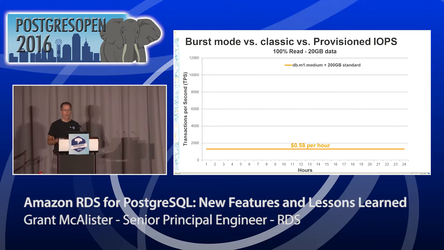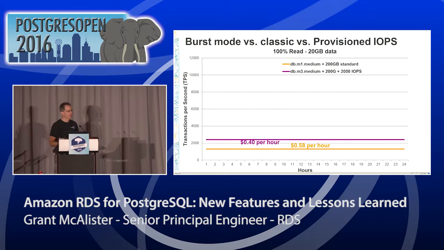So I ran a bunch of benchmarks to see the price performance of these models. I ran a benchmark with transactions per second, and you can see for hours at the bottom, I ran it for 24 hours. So the first thing was to take one of our really old instance classes that we still sell and people still order, the DB M1 Medium, and 200 gig of our standard magnetic storage. And we basically get around 1,700 IOPS, and it costs 58 cents an hour to run that.